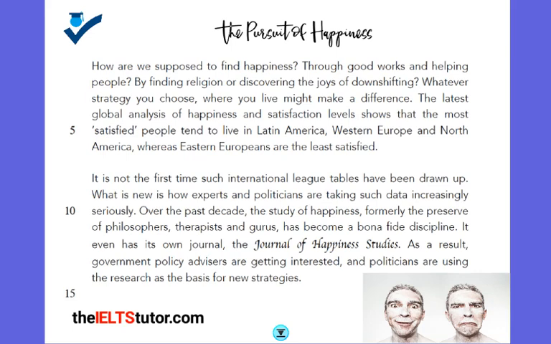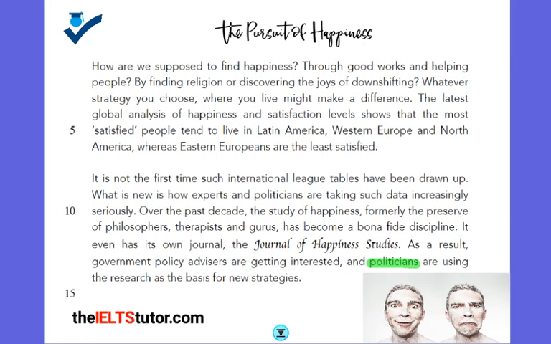Okay, I hope you have found the correct information here. So the group of people that should be interested in the results of the academic study into happiness would be the politicians. Okay, so you can find the answer here. Politicians are using the research as the basis for new strategies. So they are getting interested, these government policy advisors who are also the politicians. So they're going to use the results as a basis for new strategies.